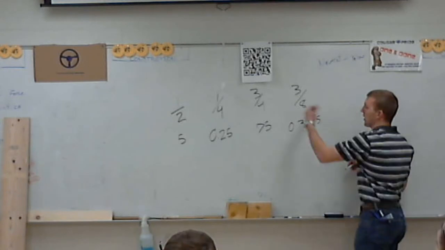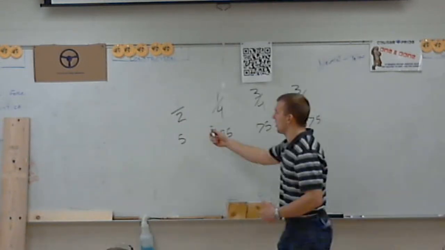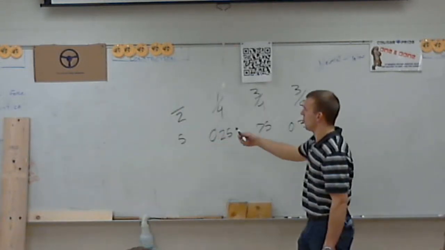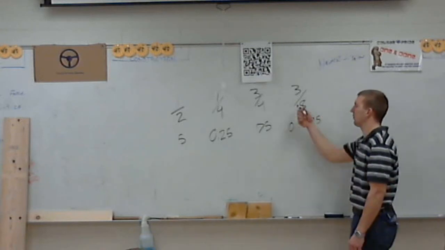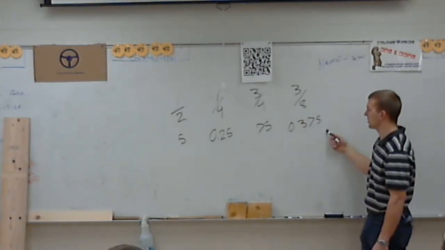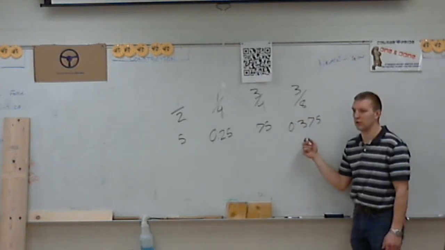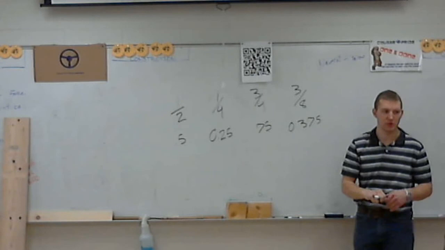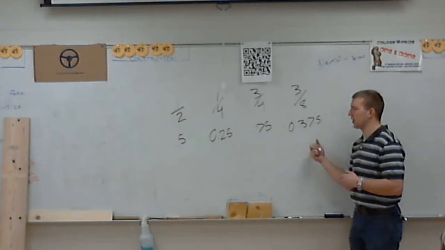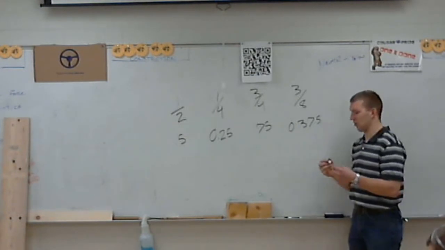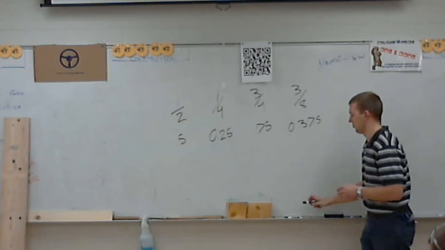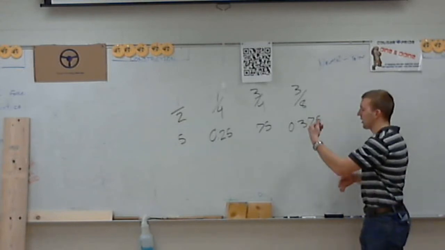So the simple way to look at this is just as a division problem, right? 1 divided by 2 is 0.5. 1 divided by 4 is 0.25. 3 divided by 8, you punch that in your calculator, you get 0.375, okay? So that's all there is to converting fractions to decimals. Just look at it like a math problem. Top number divided by the bottom number.